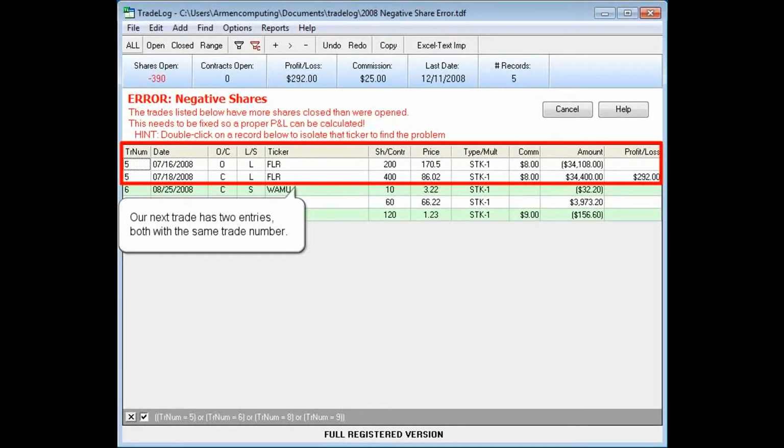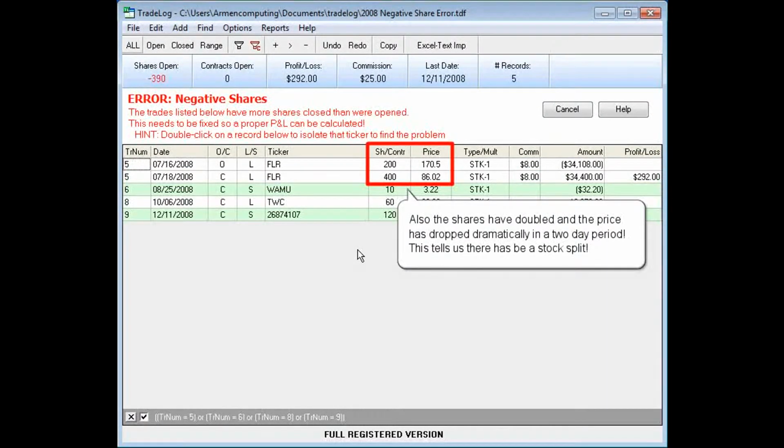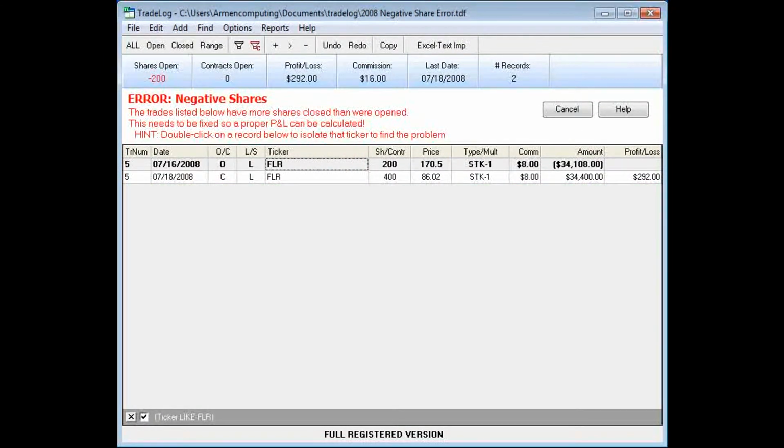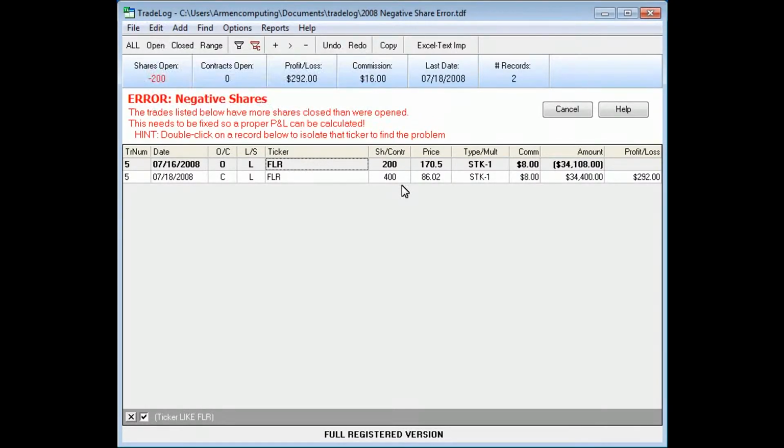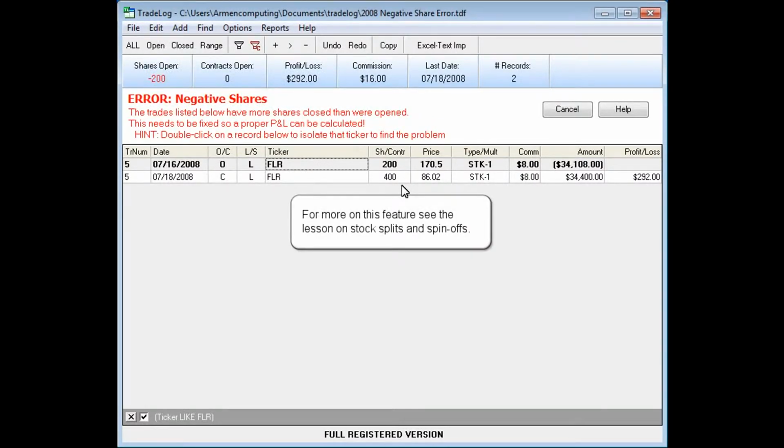Our next trade has 2 entries, both with the same trade number. Also, the shares have doubled and the price has dropped dramatically in a 2-day period. This tells us there has been a stock split. To adjust for this trade, we can use the Edit Adjust for Stock Split menu item. For more on this feature, see the lesson on stock splits and spin-offs.